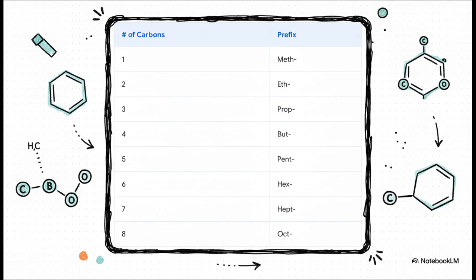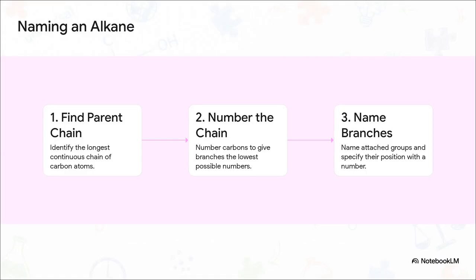Let's start with the simplest kind of organic molecule, an alkane, which is really just a chain of carbon and hydrogen atoms. Naming one follows a really simple 3-step process. First, you find the parent chain. That's the longest continuous string of carbons. Second, you number the carbons in that chain. And third, you identify and name any branches that are hanging off of it.